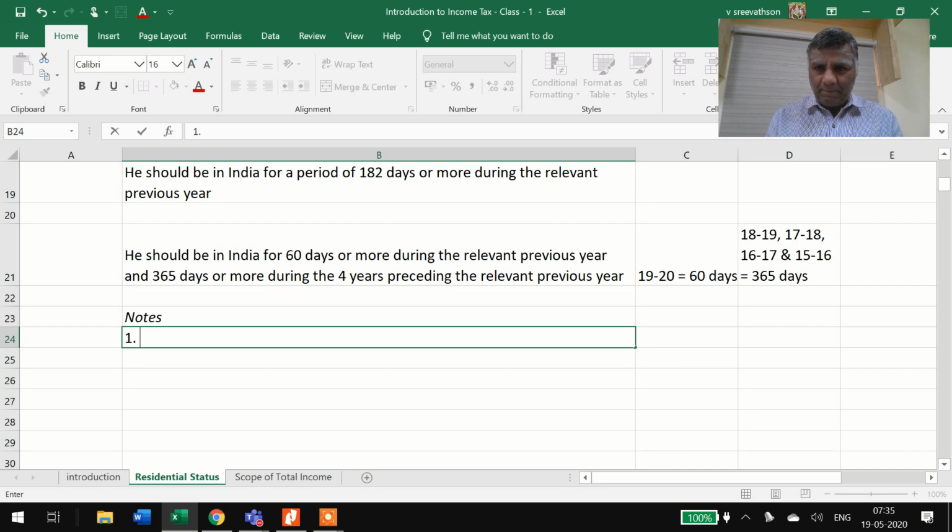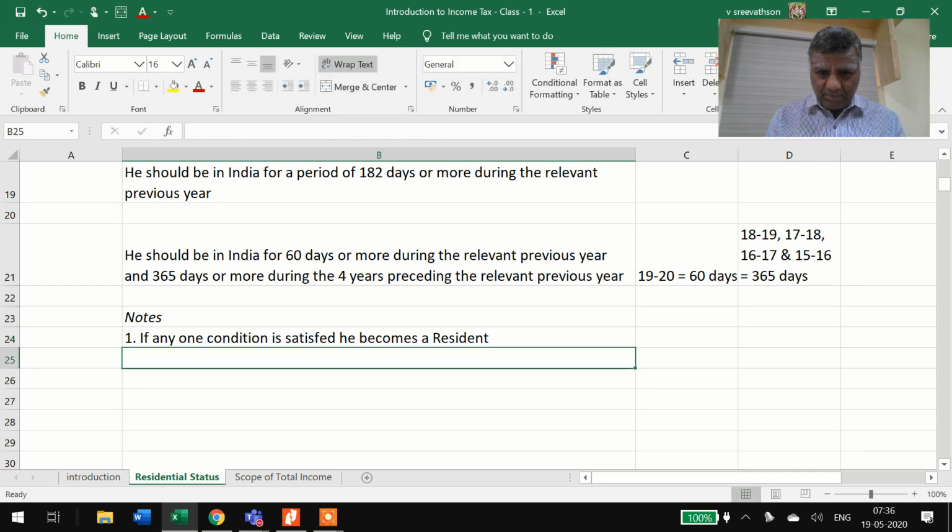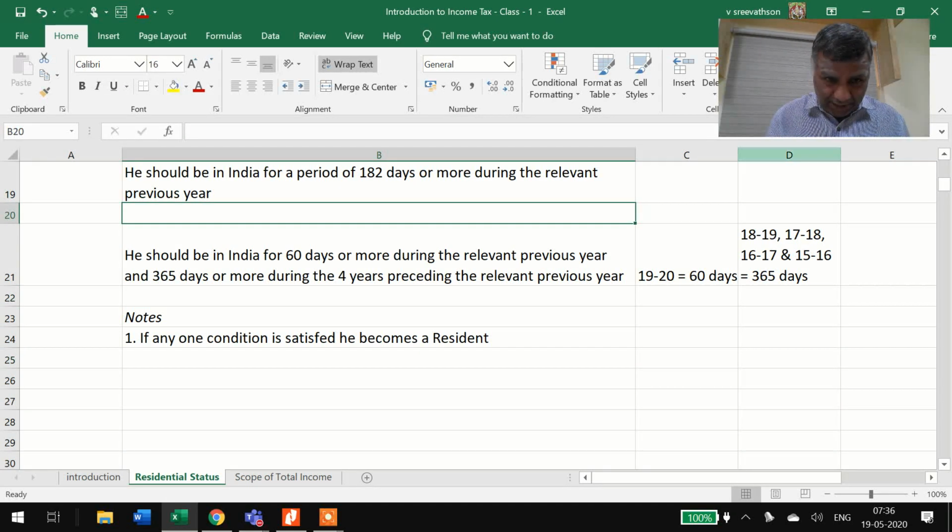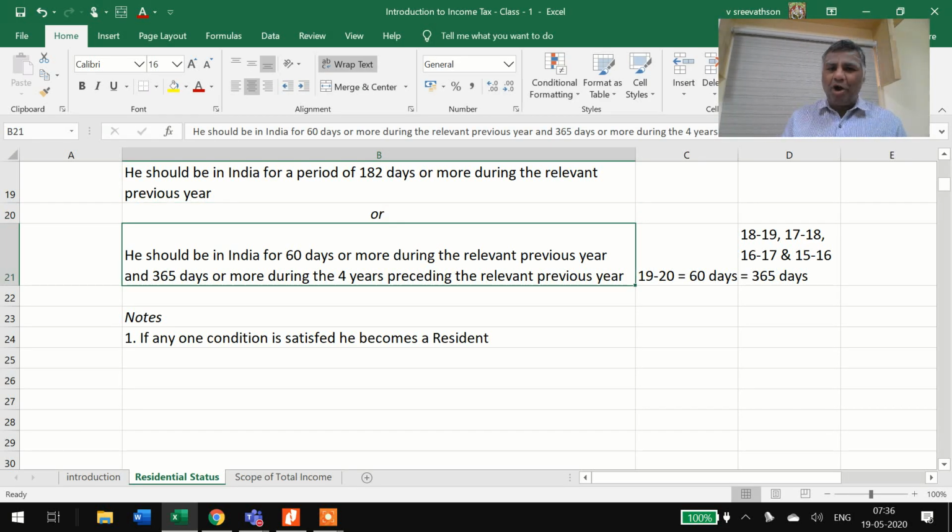If any one condition is satisfied, he becomes a resident. So leave a line, go to the center of the line and write "or". Only one condition needs to be satisfied. If any one condition is satisfied, then he becomes my man, resident.